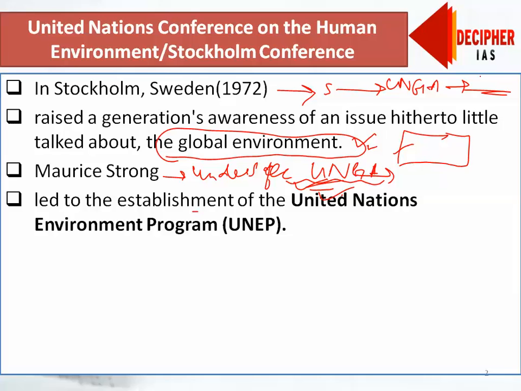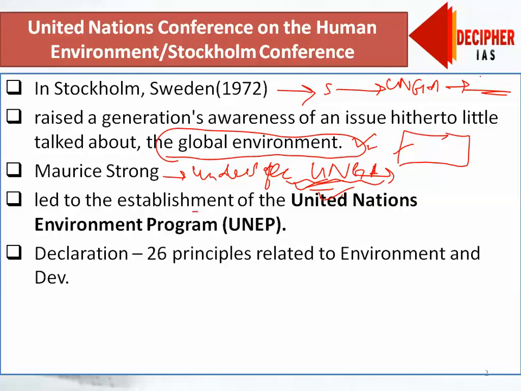Now this conference led to the establishment of the United Nations Environment Program, which handles most of the environmental issues. And in this conference there was a declaration which contained 26 principles related to environment and development. Some of the principles were: human rights must be asserted, apartheid and colonialism were condemned, natural resources must be safeguarded, renewable resources must be used, wildlife must be safeguarded, non-renewable resources must be shared and not exhausted, pollution should not exceed the environment's capacity to renew itself, and we should not damage the oceans by polluting them. All these kinds of principles were there in the declaration of the Stockholm Conference.